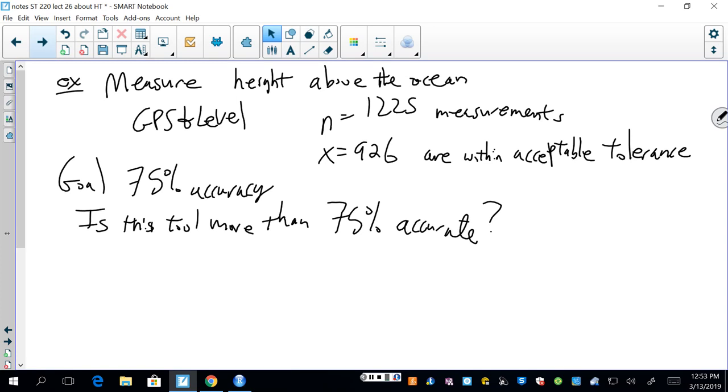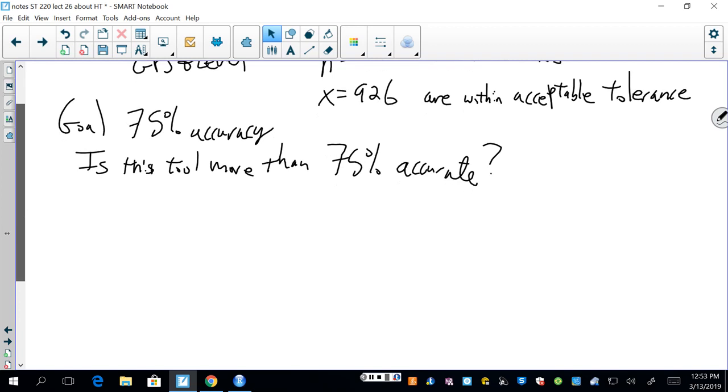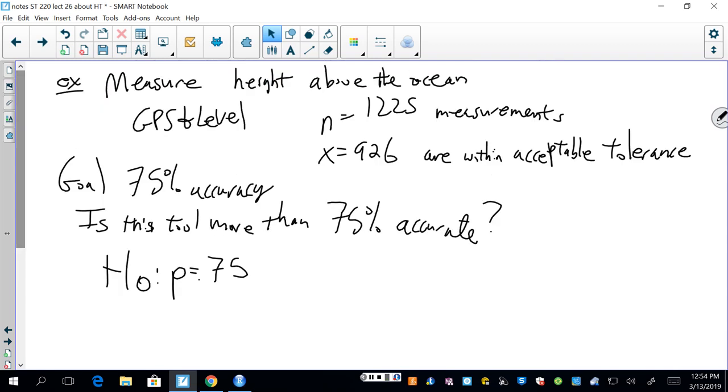This is a hypothesis test about a proportion. This one's phrased as a one-sided thing. So if we wanted to test this, we could look at the null hypothesis that p is 0.75. Our sample proportion is 926 over 1,225, about 0.756. So in fact, the rate we achieved in our sample is a little bit above that.